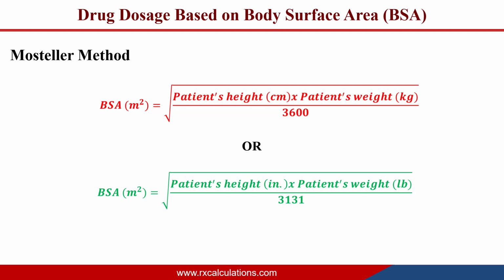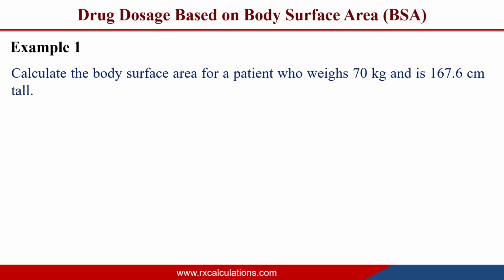So you have 2 forms of the equation, and my recommendation is for you to use the equation that allows you to get the BSA in the most expeditious manner based on the patient information provided. So now let's take a look at some examples and see how to do that. In example 1, the question says calculate the body surface area for a patient who weighs 70 kilograms and is 167.6 centimeters tall.